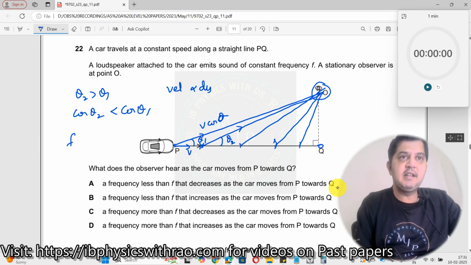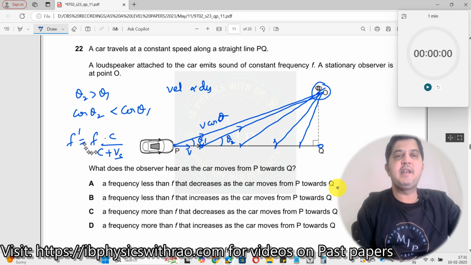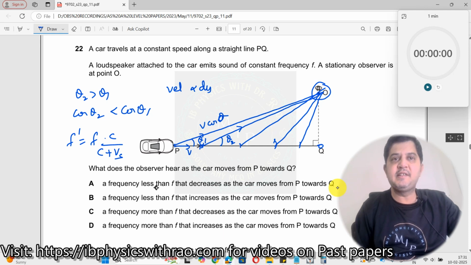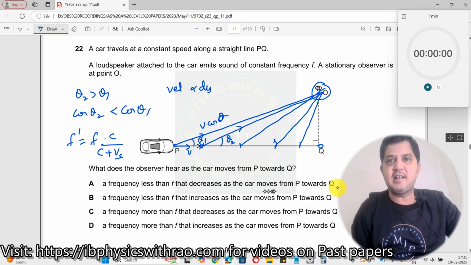Thus we know that f dash is equal to f into c divided by c plus v source. That's what we have. So when this denominator increases, the frequency should decrease over here. Remember, this is the method of how you need to do it. So the option saying a frequency less than f that decreases as the car moves from P to Q.